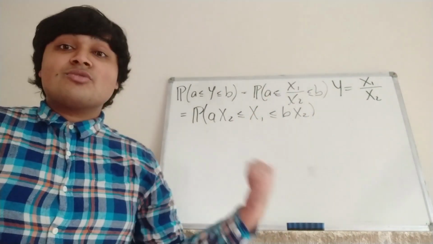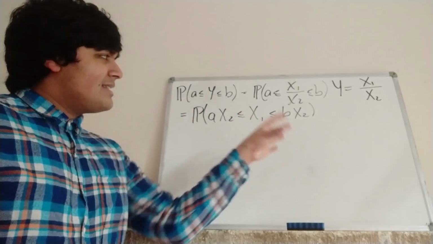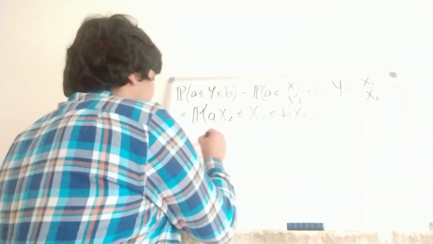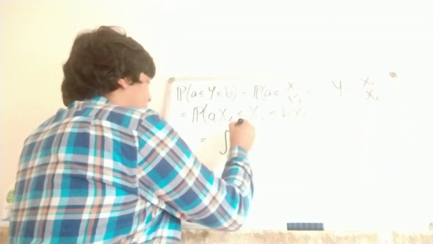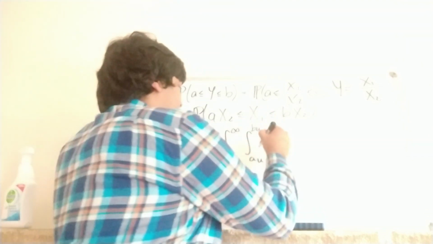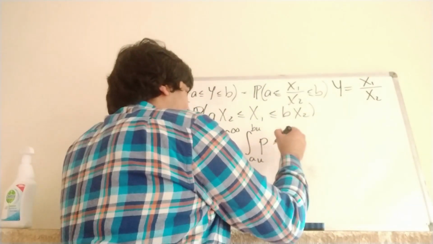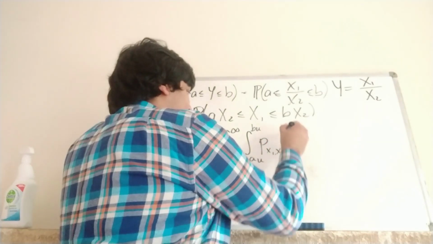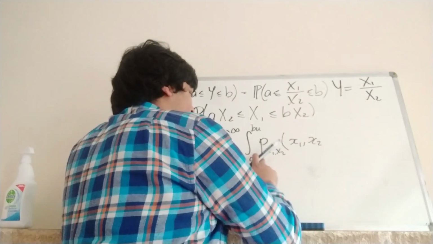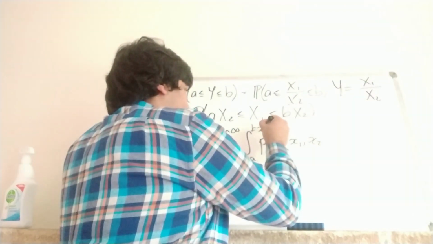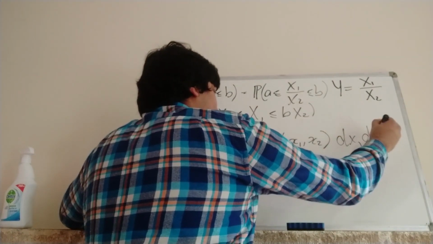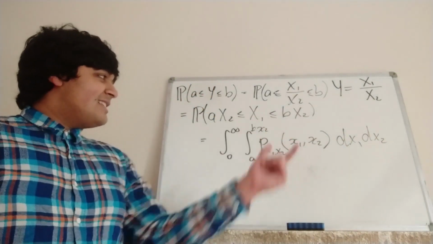And now what I'm going to do is just write this as a double integral. Let me just write down what the integral is, and then I'll explain where each of the terms are coming from. So this is the integral from 0 to infinity of the integral from a x2 to b x2 of p of x1, x2 dx1 dx2. Okay, so this is what our integral is.